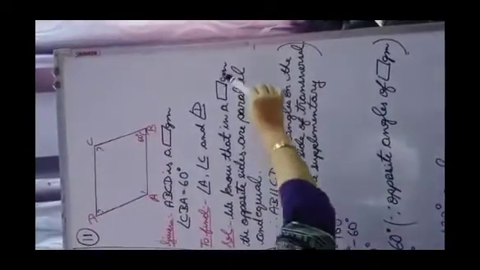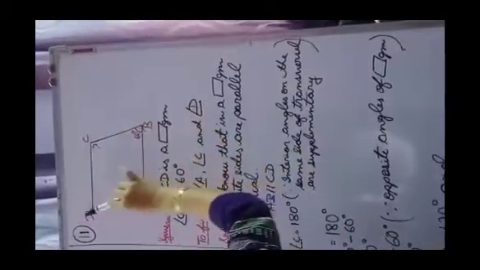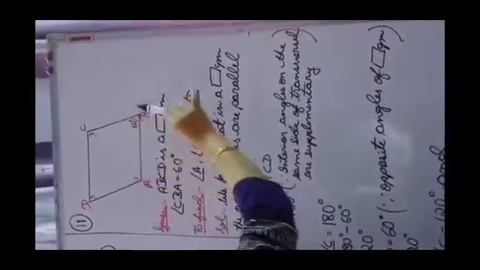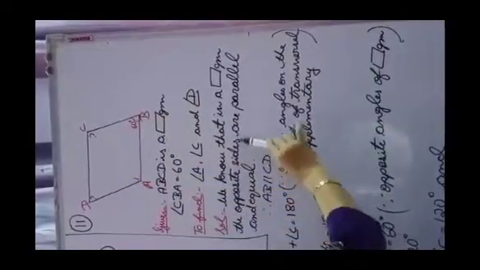We know that in a parallelogram the opposite sides are parallel and equal. So AB is parallel to CD and AB is also equal to CD. Again, AD is parallel to BC and AD is also equal to BC. We can write, since it is the property that the opposite sides in a parallelogram are parallel and equal.